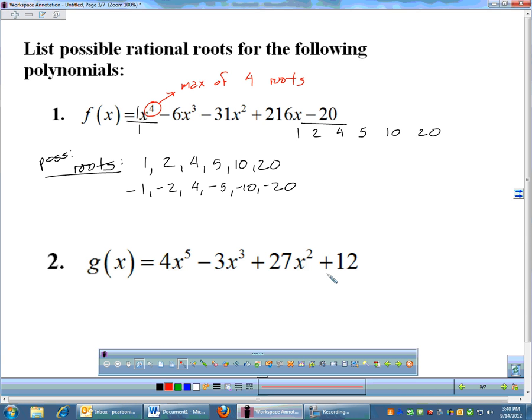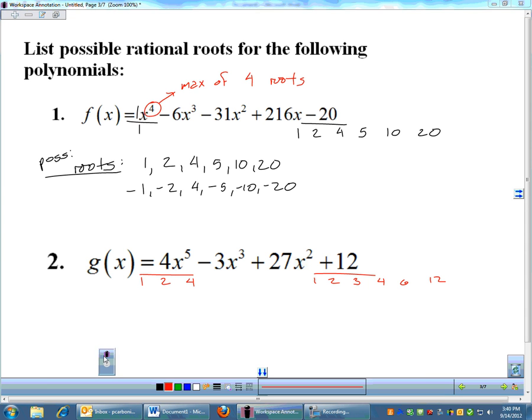Number 2, same thing. We're going to list the possibilities starting with factors of 12. 1, 2, 3 goes into 12, 4 goes into 12, 5 doesn't, 6 goes into 12, and 12 goes into 12. And then I'll list my factors of 4. 1 goes into 4, 2 goes into 4, 3 doesn't, 4 does. This is going to have a lot more possibilities. I'm going to start listing them. My possibilities are 1 over 1, 1 over 2, 1 over 4. And while I'm doing this, I'm going to go ahead and just say plus or minus, because we could do the positive or negative of each of these.